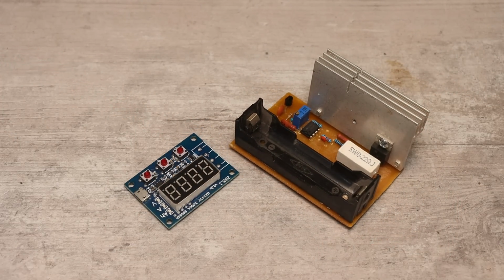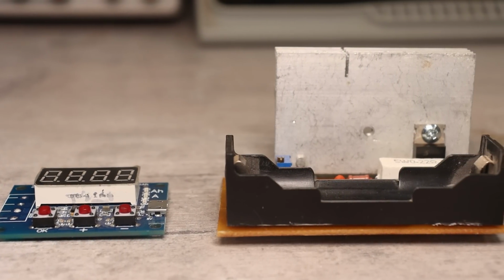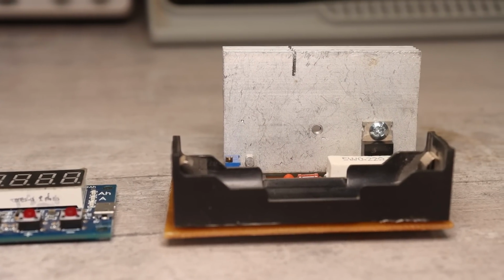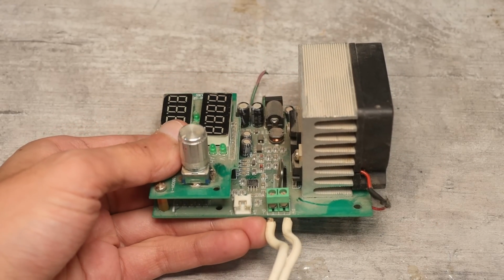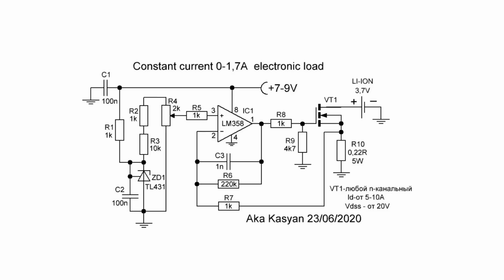Let's try to cross a simple current stabilized electronic load with this board, thereby obtaining a very cheap analog of relatively expensive Chinese boards like this one. The circuit of a simple current load is now in front of you. It has its own separate reference source in the form of the TL431 microcircuit.